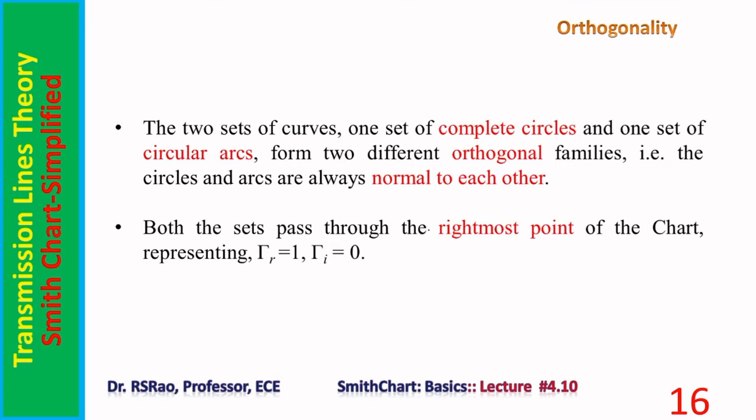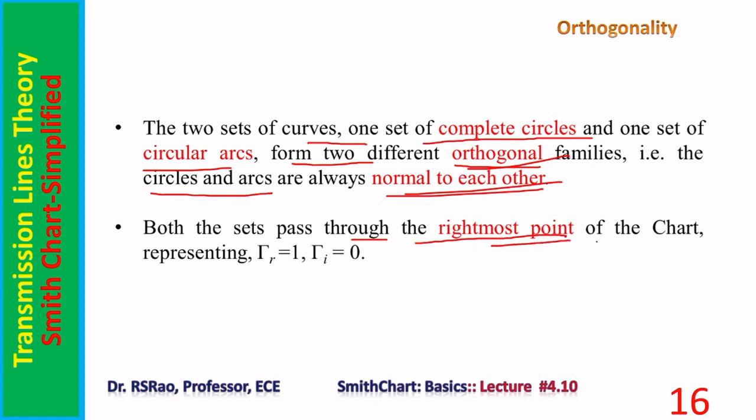We have already seen the two sets of curves, one set of complete circles and one set of circular arcs. They form two different orthogonal families. The circles and arcs are always normal to each other. They are perpendicular to each other. Both sets pass through the rightmost point of the chart, representing, as already mentioned, gamma r equal to 1, gamma i equal to 0.